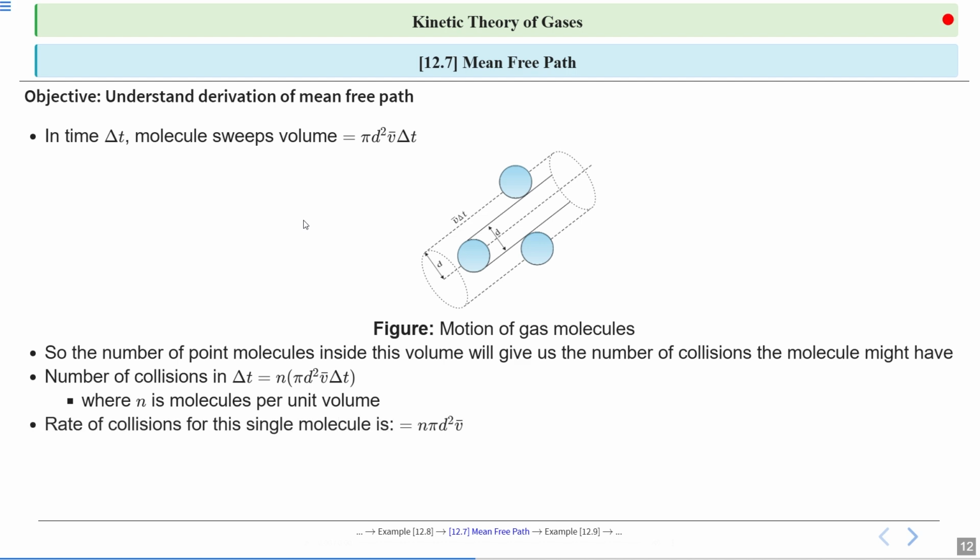From this, we can derive the rate of collisions for a single molecule, which is given by n pi d squared v bar. This rate is a measure of how often a molecule will collide with others, providing insight into the dynamics of gas molecules.